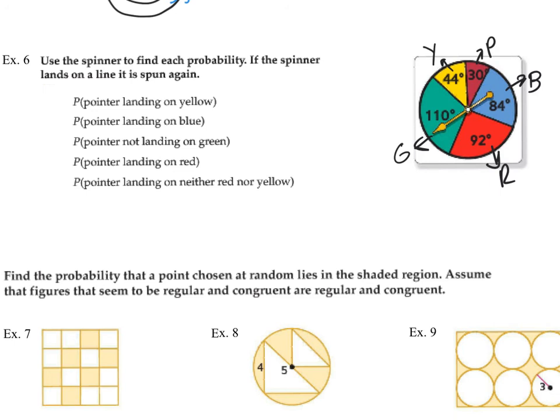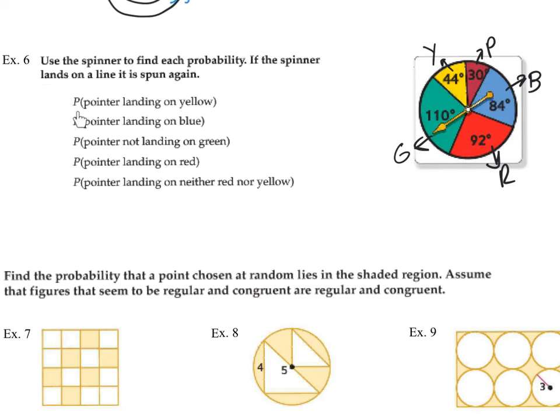All right, so here's what example 6 says. It says, use the spinner to find each probability. If the spinner lands on a line, it is spun again. So we don't count the spinner landing on a line. Anything we count is when the spinner lands in one of these colored areas.